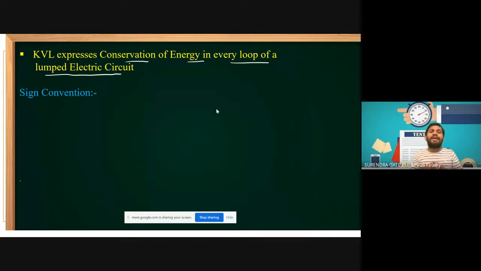Once you know the sign convention, applying the KVL is very easy, students, and solving problems in electric circuits is also very easy. First, you must know the sign convention. Here I am giving different examples, so you can understand how to apply the sign convention.